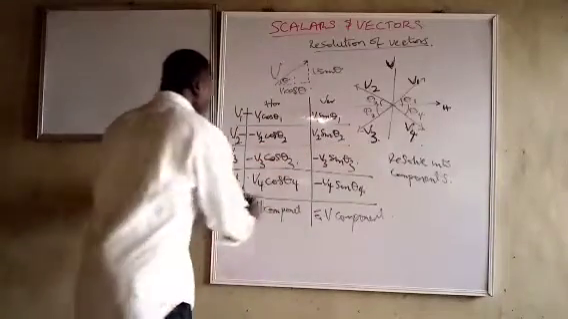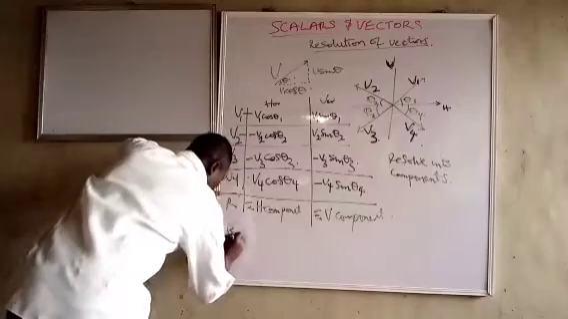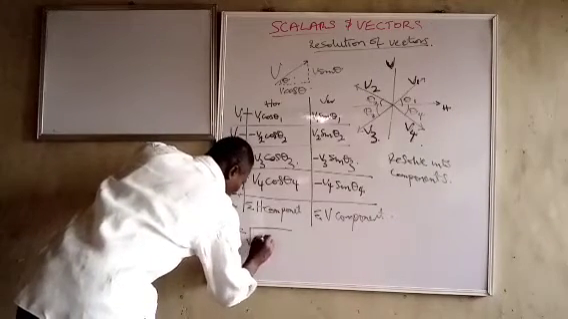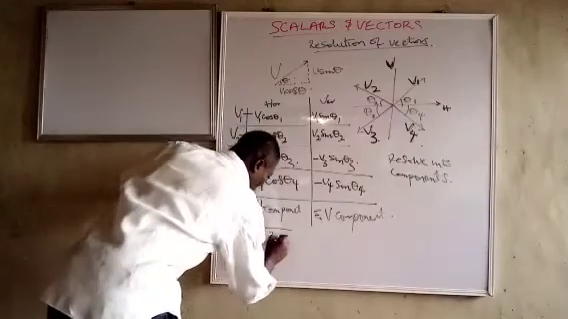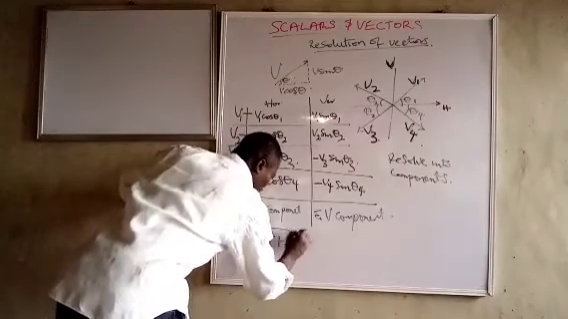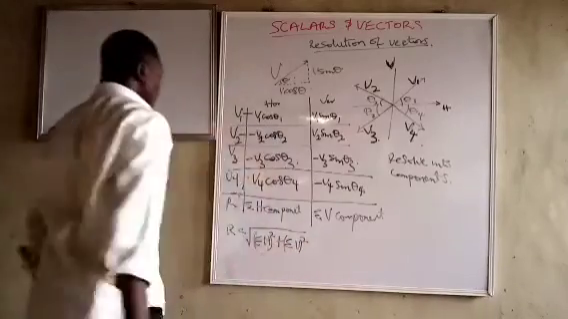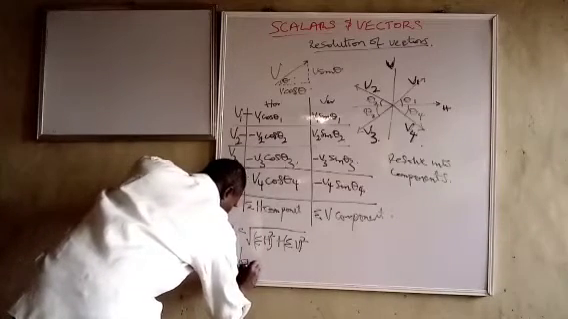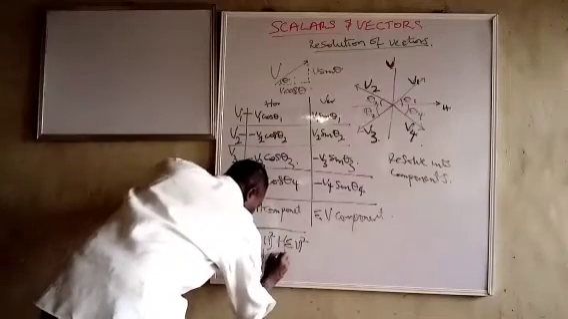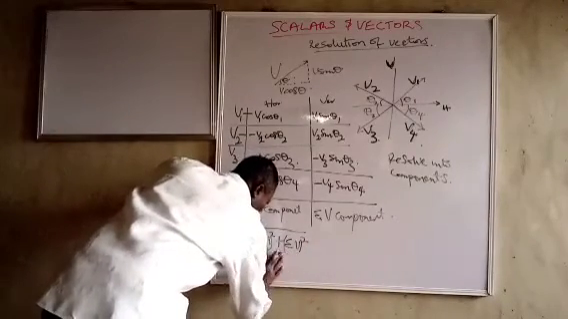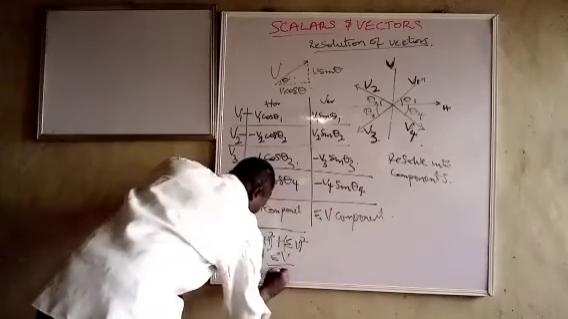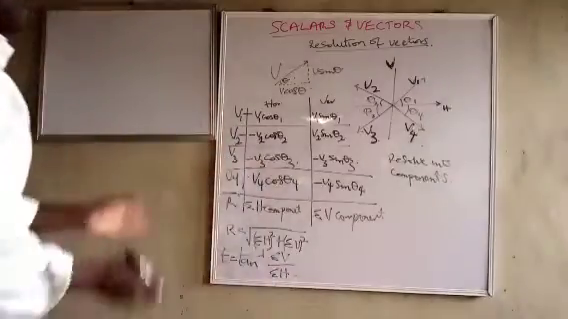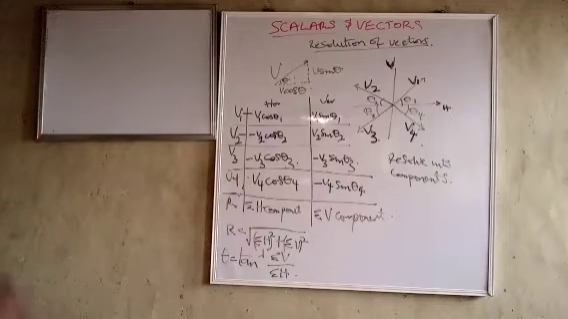So at the end of the day, to find our R, R will be equal to the square root of summation H squared plus summation V squared. So that is our R. For the direction, we are just going to make it arctan of the summation of the vertical components over the summation of the horizontal components. So once you know this, you can easily resolve any vector. Everything is built on this.